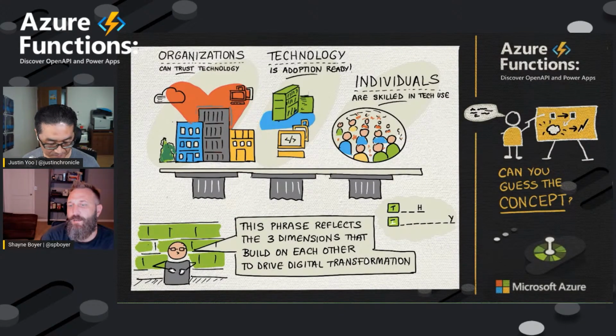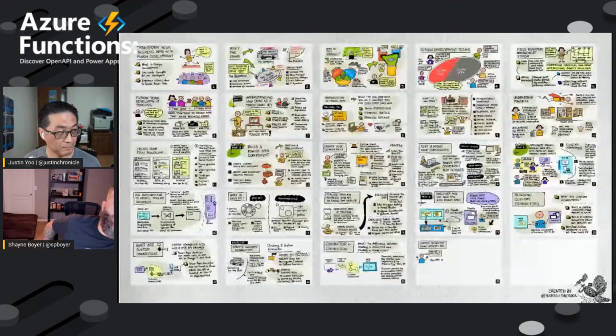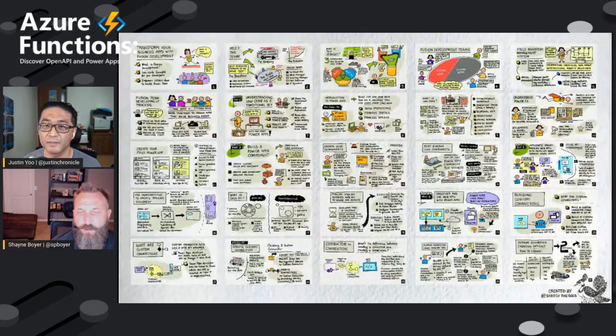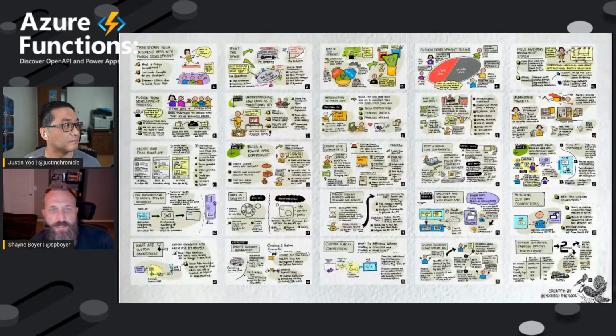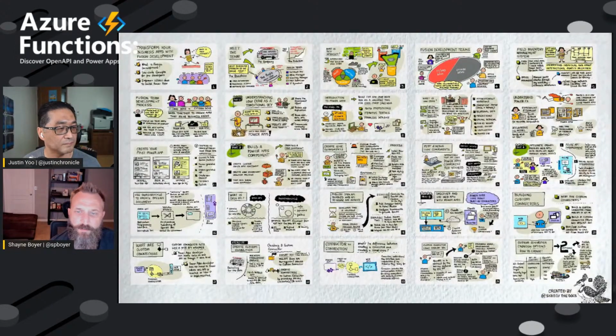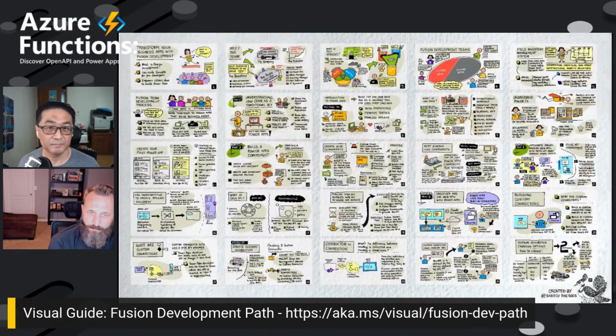We're right at time. Let's go ahead and throw up the next little thing here, and we're going to move into our Ask the Experts after this. This is a 30-panel illustration, and we can make this available online, but this is a visual guide to our Fusion development path. So please visit the aka link at the bottom to Fusion Dev Path.